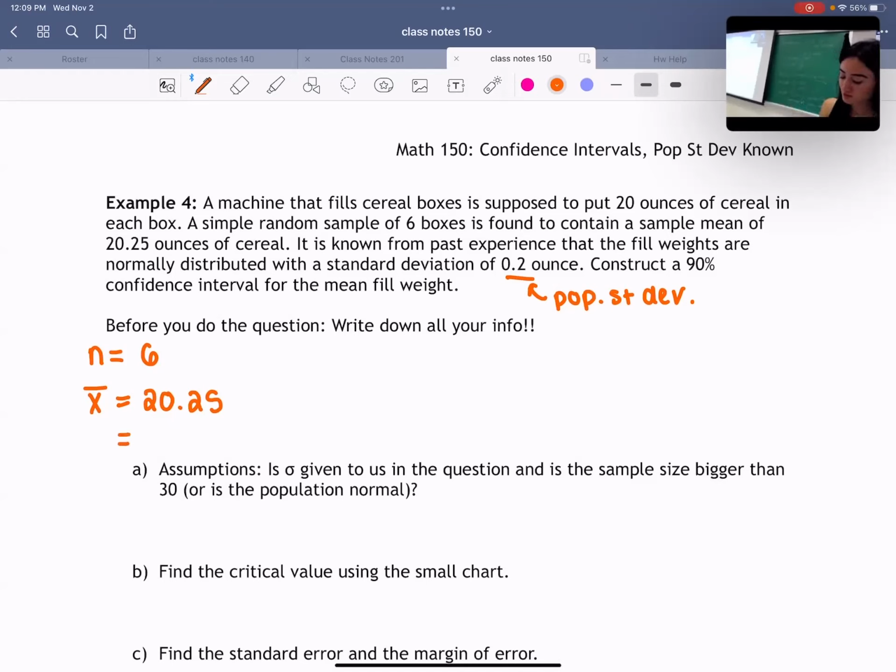What's the symbol for population standard deviation? It's the O with the line on top, so it's sigma. This is 0.2. We want to construct a 90% confidence interval for the mean. Take a look at the question. I wrote down every number except 20. What does 20 represent?